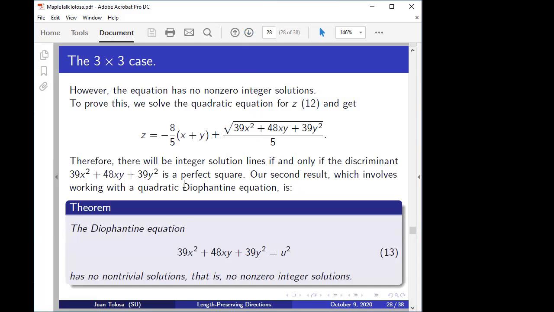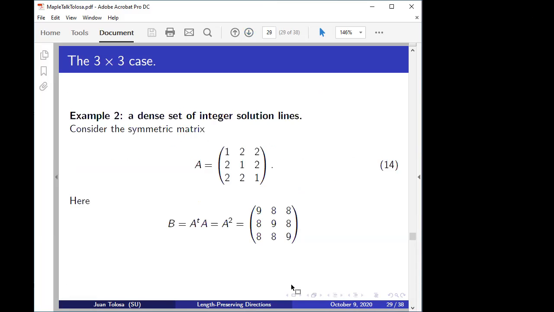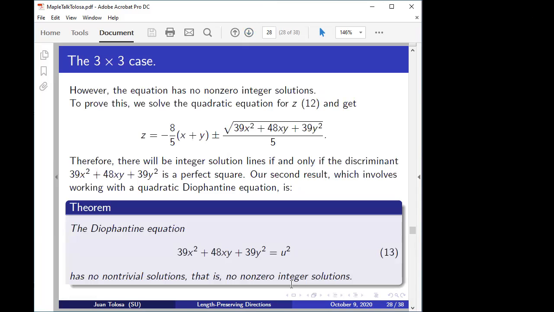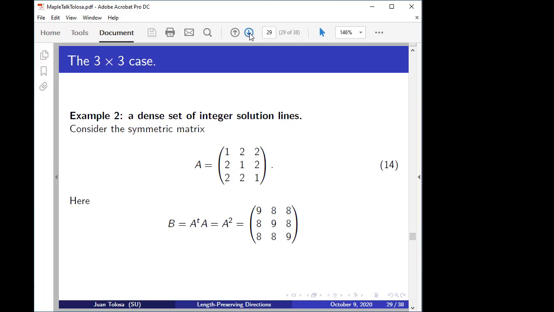It all has to do with the result that I highlighted here. The quantity inside the square root has to be a perfect square. So you get a Diophantine equation, and you can prove that this equation has no integer solutions. Okay, so this is an example where you have no solutions. In the other end of the spectrum, we have an example that has a dense set of solutions.